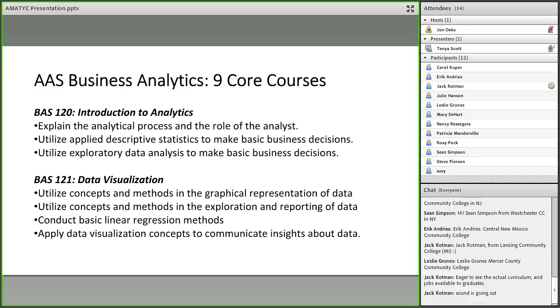We then move on to 121, which again, we're staying in the realm of descriptive analytics, and we teach students the key tools for data visualization. Given the industry demand for Tableau, we are currently using Tableau to teach students how to visualize the information they have and to create simple dashboards. That's really what we teach in 121.